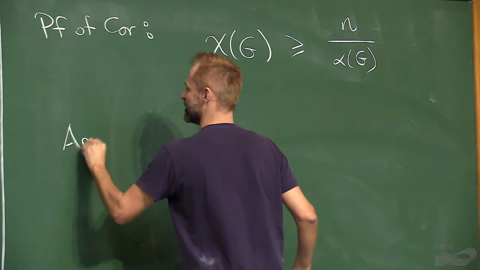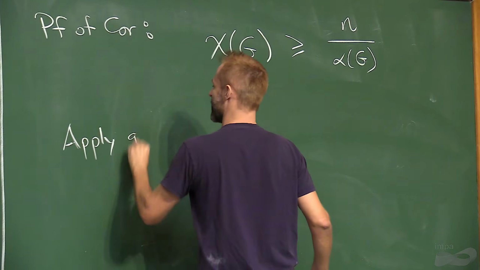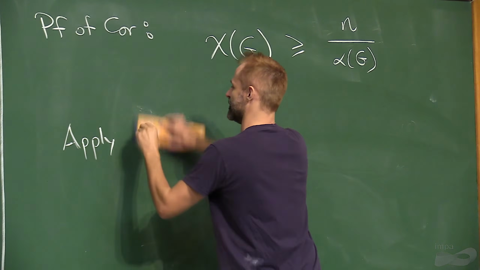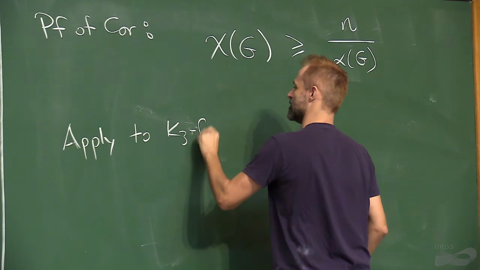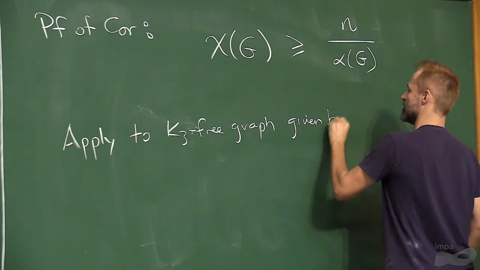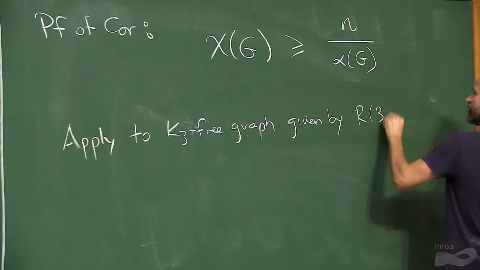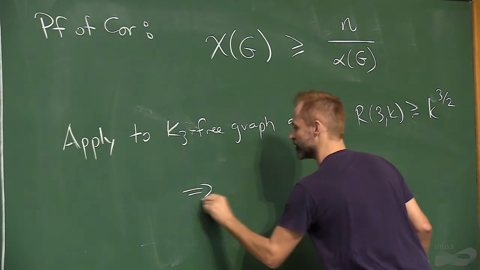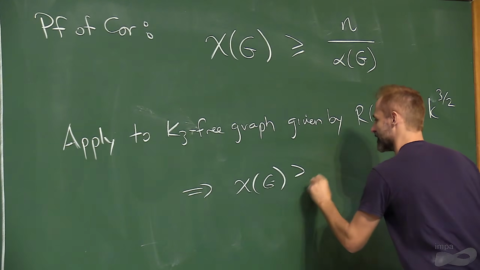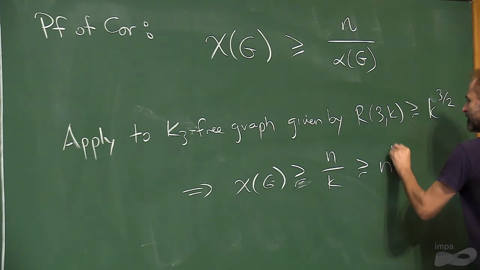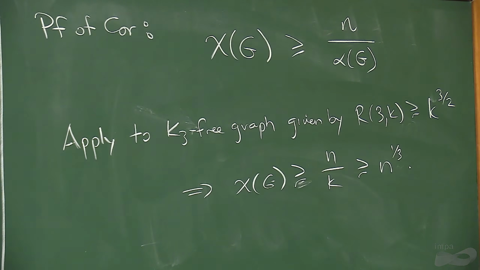So apply it to the triangle-free graph given by R(3,k) at least k to the 3/2, which implies chromatic number is at least n over k, which is like n to the 1/3. Good. So you have a huge chromatic number.